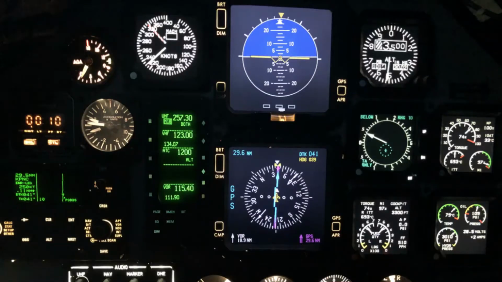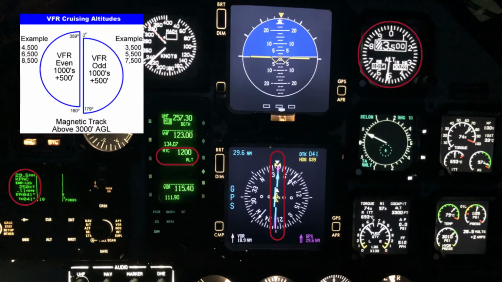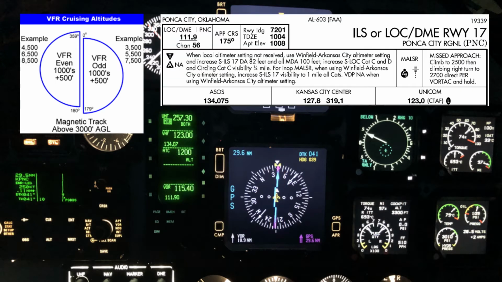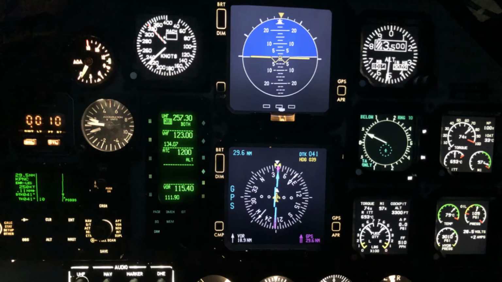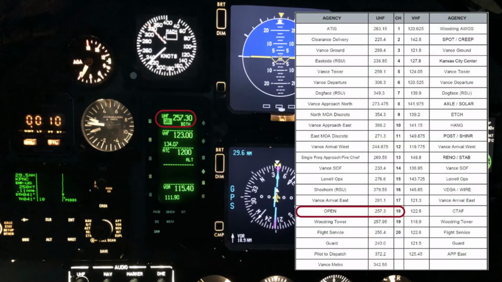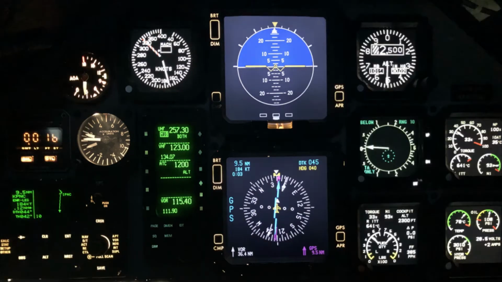After canceling IFR, squawk 1200, proceed direct to Ponca City, and climb or descend to a VFR hemispheric altitude. Once you have Ponca City's automated weather, monitor Ponca's common traffic advisory frequency. UHF is not needed, so as a technique, switch to memory channel 18. Ten miles from the airfield, make an initial radio call over CTAF, advising other traffic of your position and intentions.